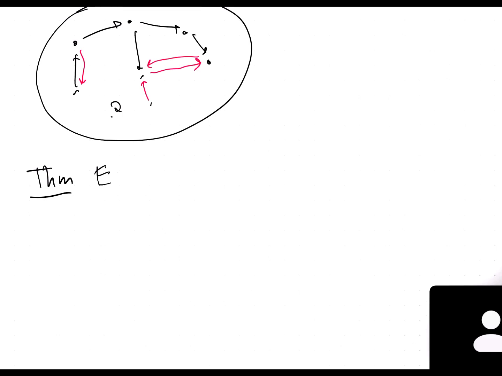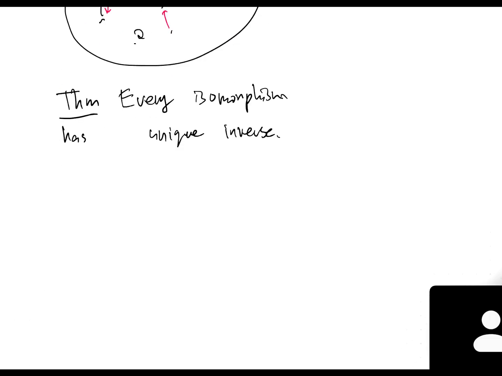Every isomorphism has a unique inverse. Maybe I shouldn't say A here. Proof.